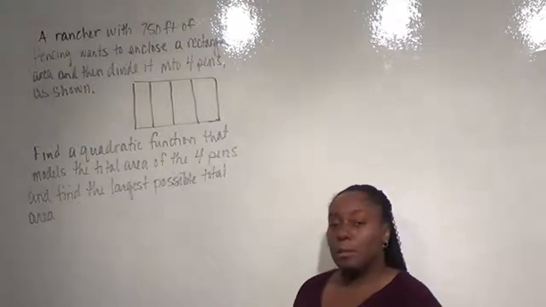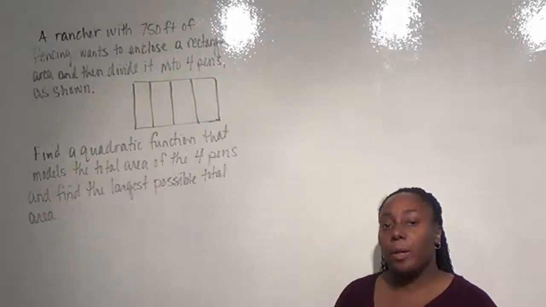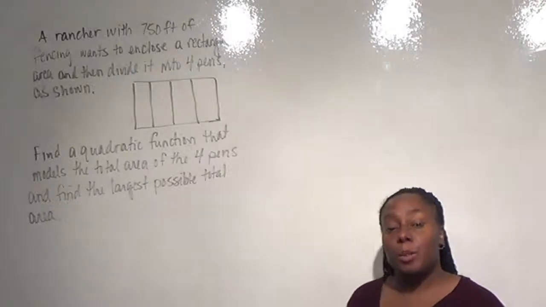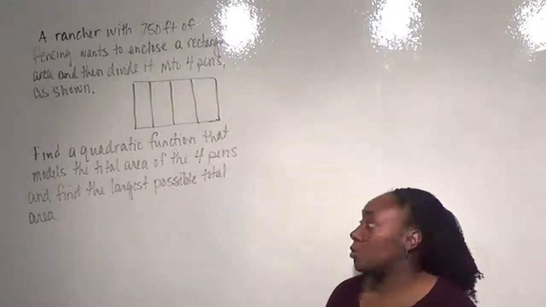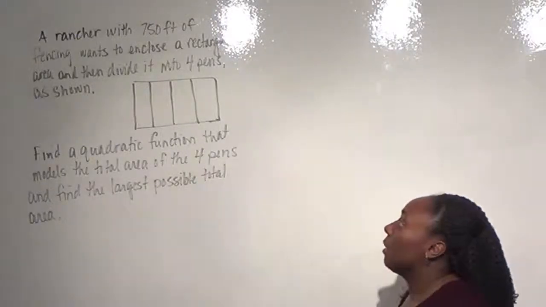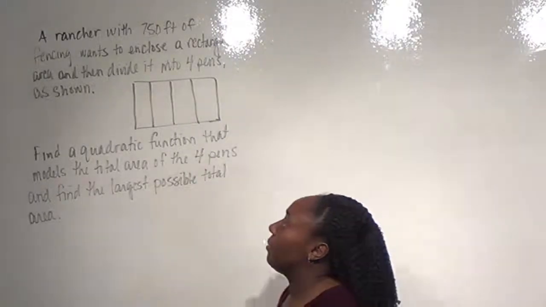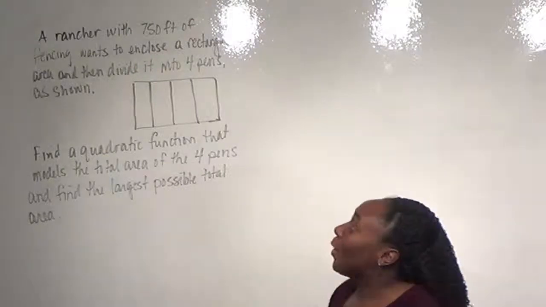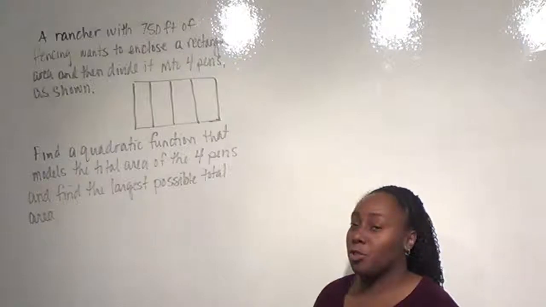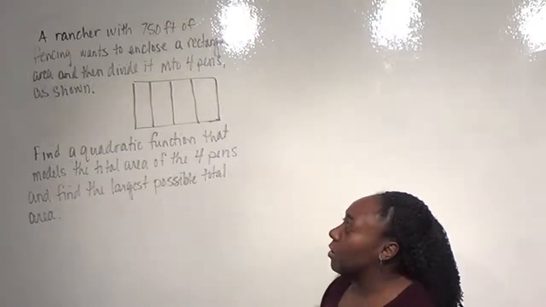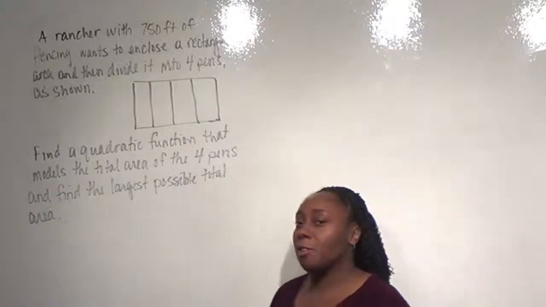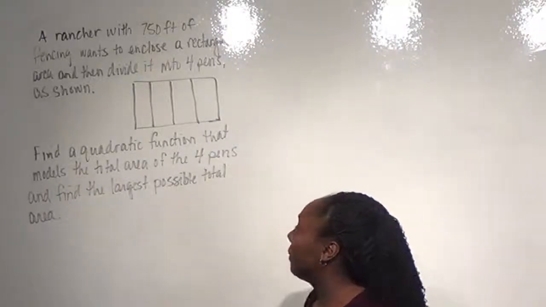So in our next example, let's consider one where we are not given the quadratic function, but we still want to use quadratic functions to model the situation. Okay? So here's a typical one that you will see. A rancher with 750 feet of fencing wants to enclose a rectangular area and then divide it into 4 equal parts as shown. We want to find a quadratic function that models the total area of the 4 pens and then find the largest area that it can enclose.